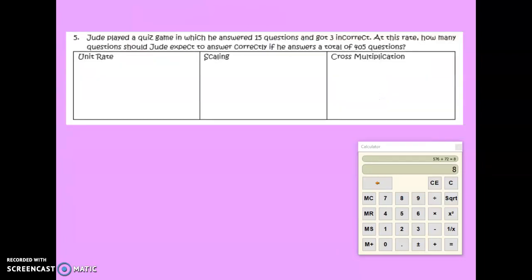Jude played a quiz game in which he answered 15 questions and he got 3 incorrect. At this rate, how many questions should he expect to answer correctly if he answers a total of 405? So first of all, it tells us he answered 15 and he got 3 incorrect, but the question's trying to find out how many are correct. So we're not going to use this 3. These are incorrect. So I'm going to take 15, subtract 3, and that gives me the 12 correct answers. That's what I'm going to use when I set this up.